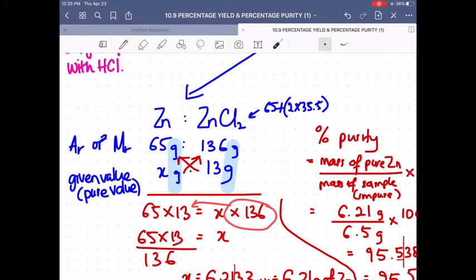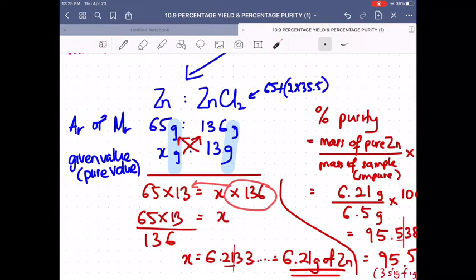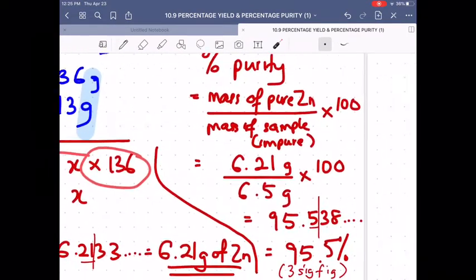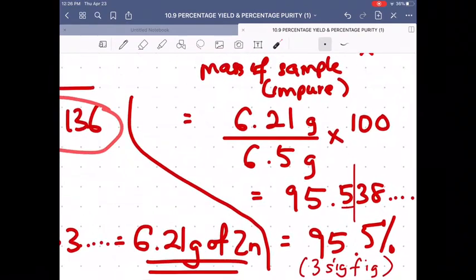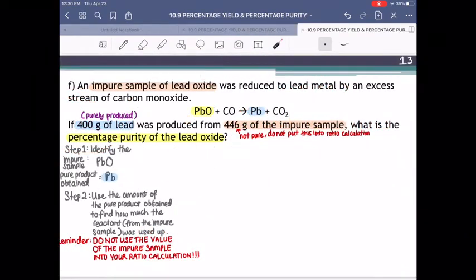So how much pure zinc actually reacted? By using cross multiply, you have found out 6.25 gram of zinc. Then followed by the formula percentage purity, the mass of the pure divided with the sample, which is the impure, times 100. So after that you do your calculation, then please round off to 3 sig fig, then there you go. Alright, here's our next question, question F.